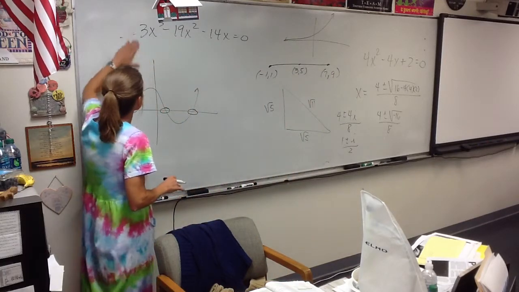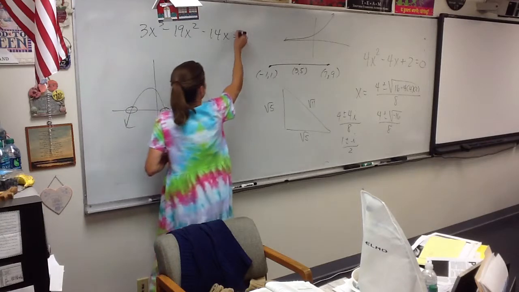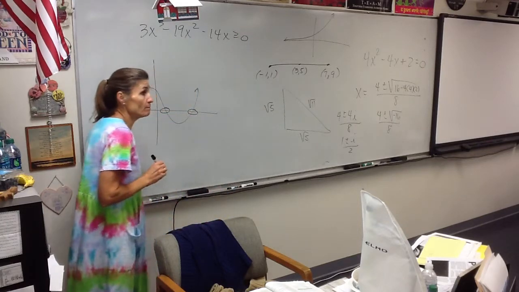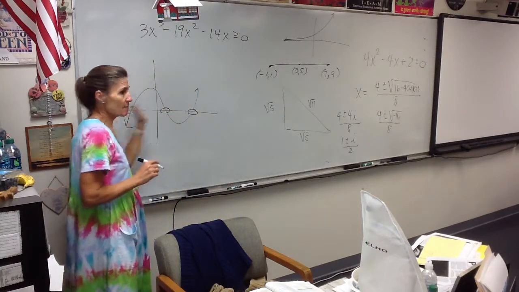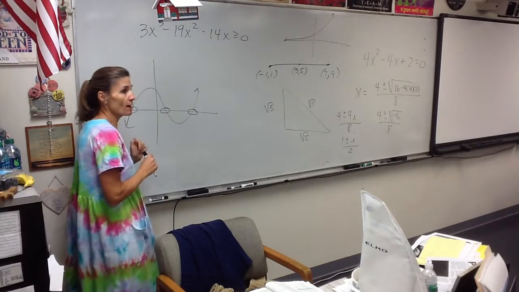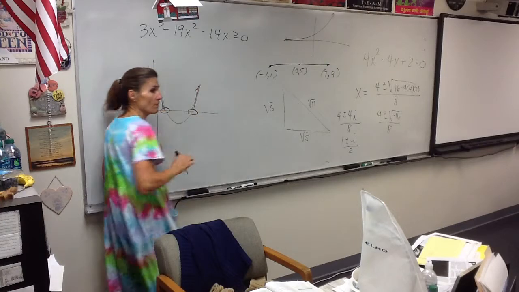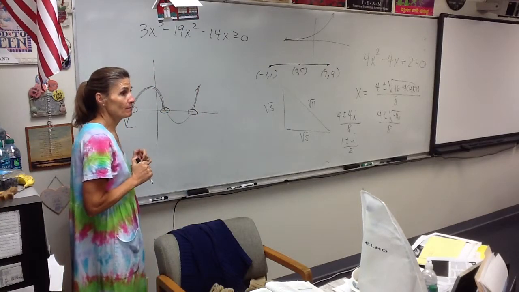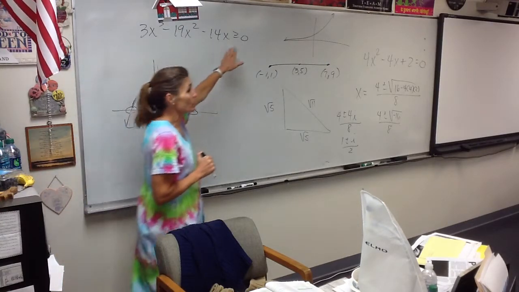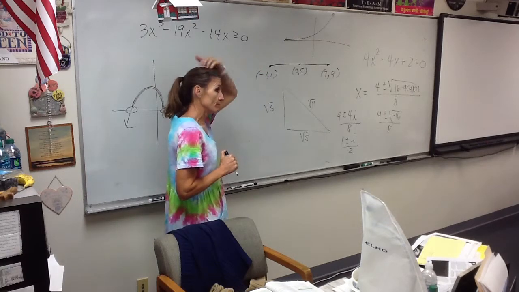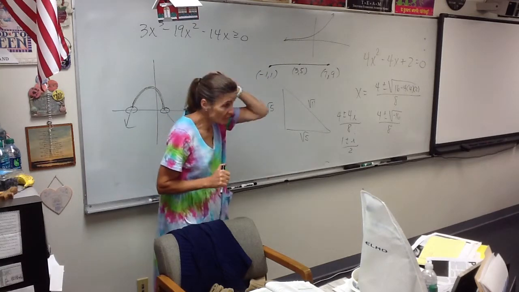By the way, if this had been a greater than or equal to problem, you would do exactly the same thing. You'd go through and find these points, right? But then your answer would be everything that was above those points. Remember that? That's how you would do that graphically if it were an inequality. And if it was less than, it would be obviously below.